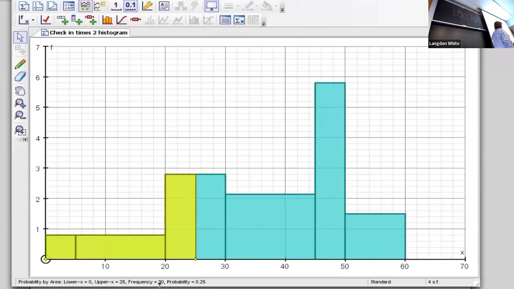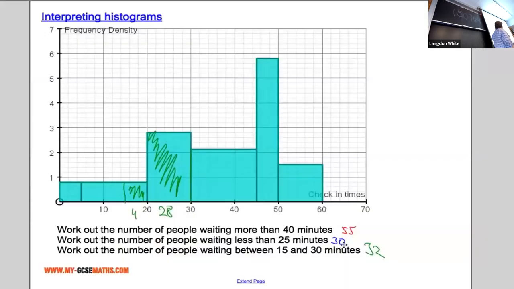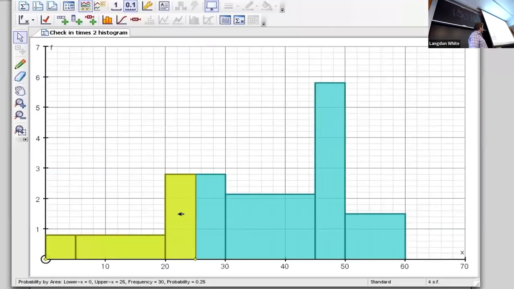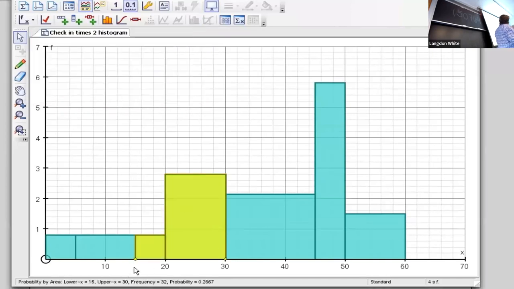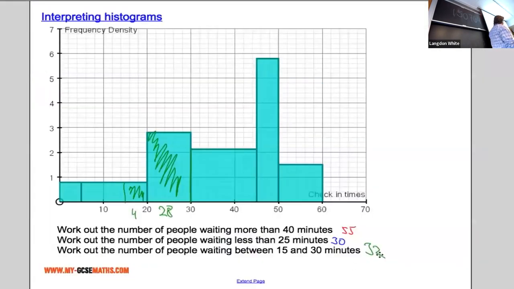We get a frequency of 30, which is what we got here, and finally between 15 and 30 minutes. So he's actually using a tool that lets you draw histograms, which I think is still on the interwebs. Okay, frequency of 32, which is exactly what we got here.